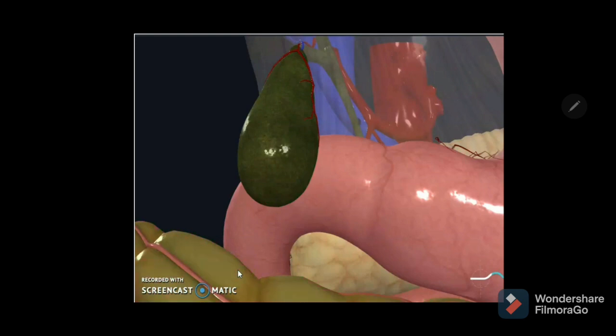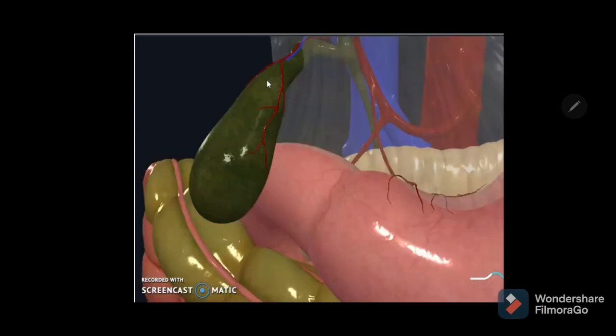And you can notice here the pylorus of the stomach is here. To the right you can notice the right colic flexure, which will go in front of the second part of the duodenum, and you can see how it is supported by the cystic artery, which is derived from the right branch of the hepatic artery.